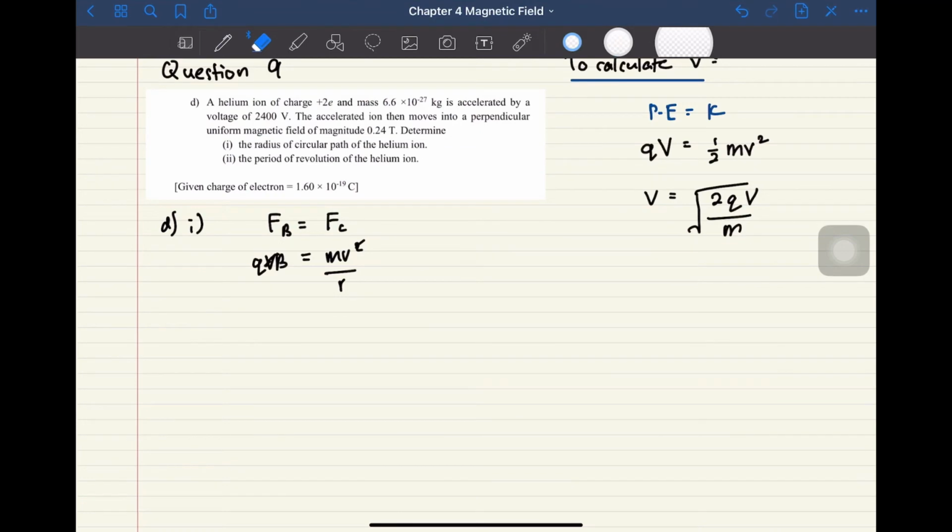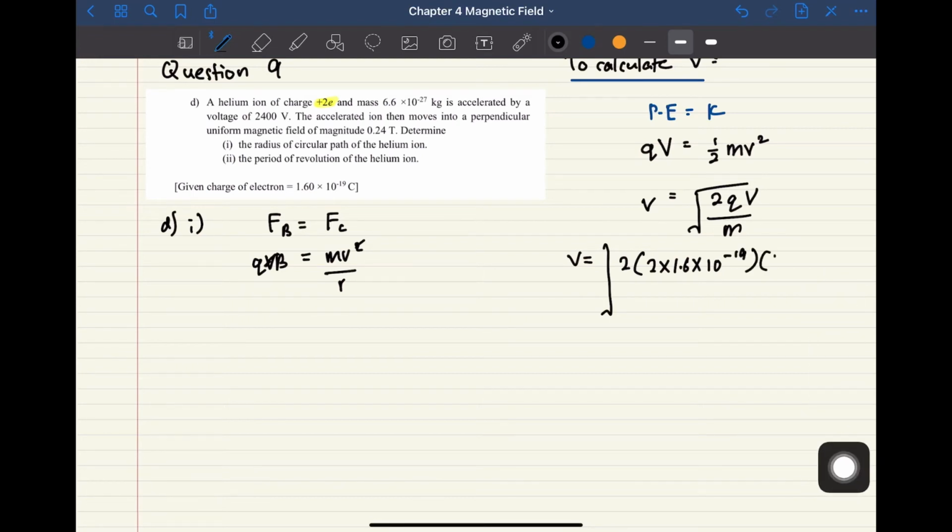I'm going to write this one a little bit smaller so that you can differentiate between velocity and potential. Now you just have to substitute the values. v equals the square root of everything: 2 multiplied with the charge here, which is 1.6, but remember the charge here is positive 2 electrons, so you still have to multiply by 2, and then 1.6 times 10 to the negative 19. The voltage here is 2400.